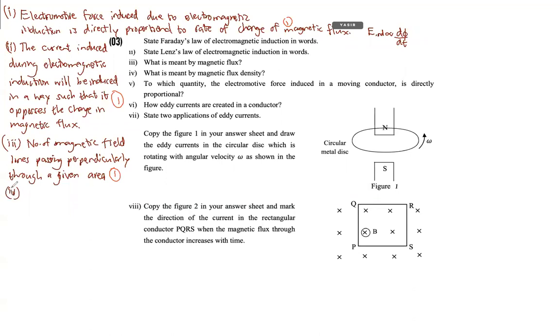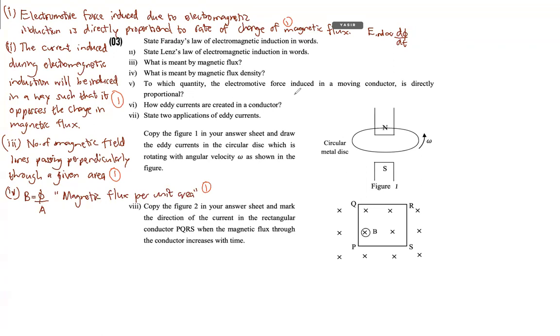Is there another definition? What is meant by magnetic flux density? Magnetic flux density, we know B is equal to phi over A. We have to put that into words. That is magnetic flux per unit area. Per unit area. That's it. So if you write that definition correctly, then you get 1 more mark.